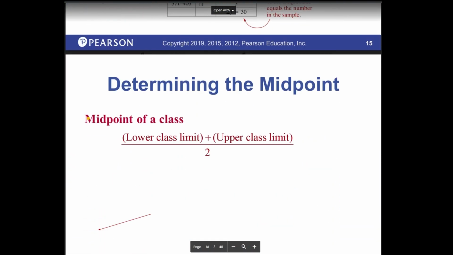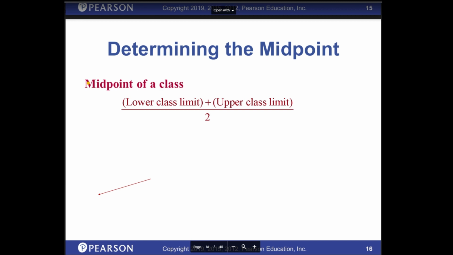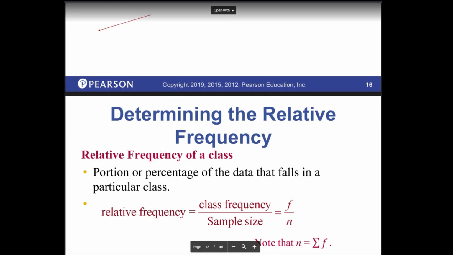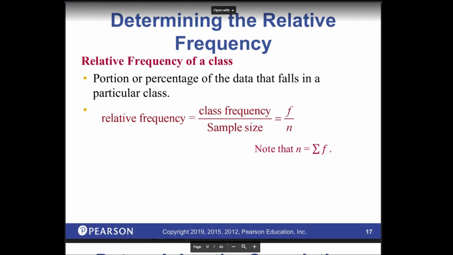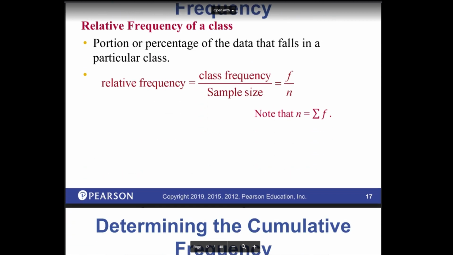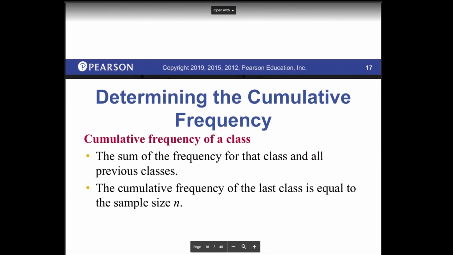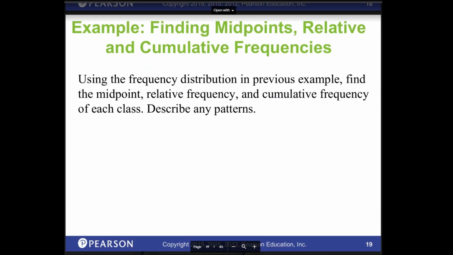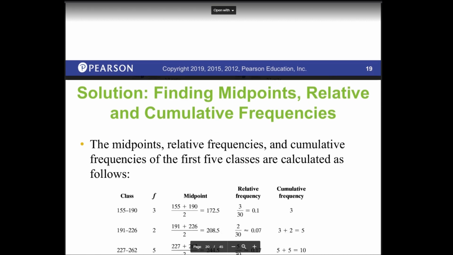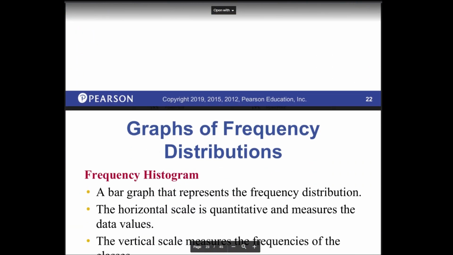And over here we learned the formula for the midpoint of a class, which is the lower class limit plus the upper class limit, divided by 2. For relative frequency, it is the class frequency divided by the sample size, which is f over n. And n is always equal to all the frequencies combined. Then we got a few examples of midpoints, relative, and cumulative frequencies, as you can see.